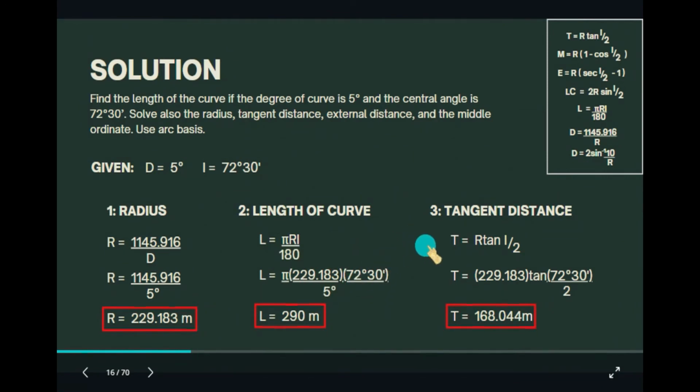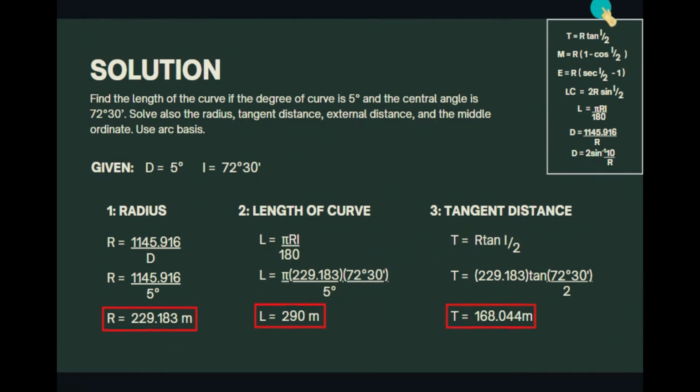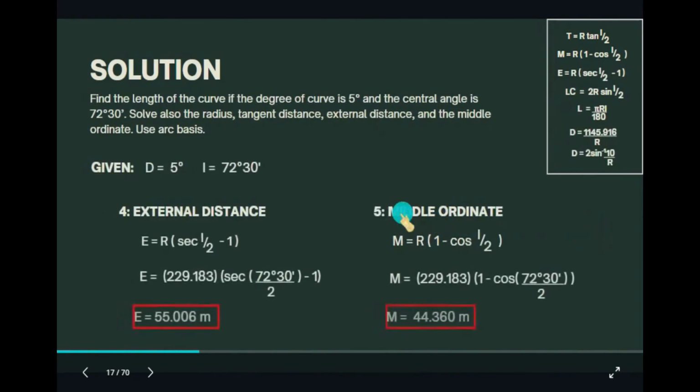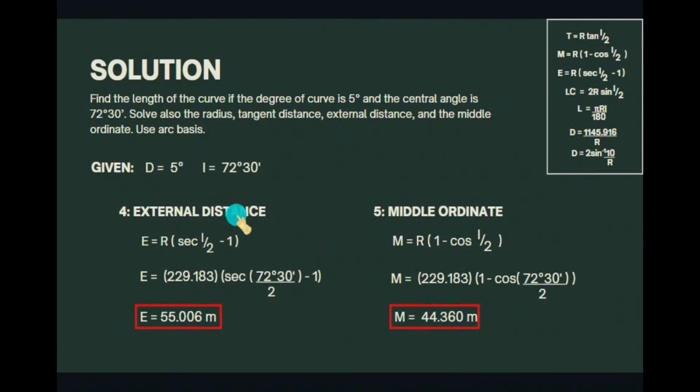Next is the tangent distance. From the formula above, you can already solve this. So tangent equals the radius, which is this one, times tan of 72 degrees 30 minutes over 2, and that would be 168.044 meters. Next is the external distance.